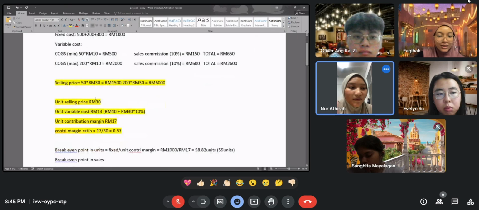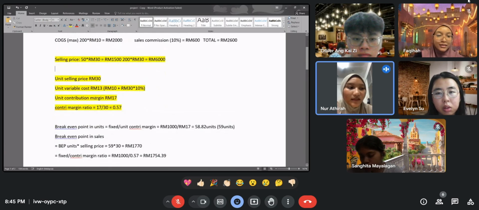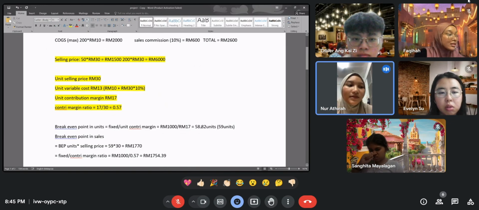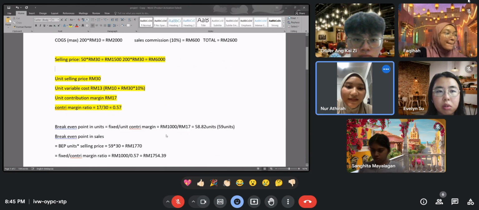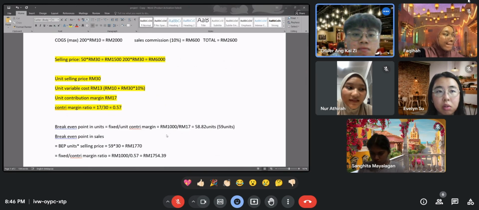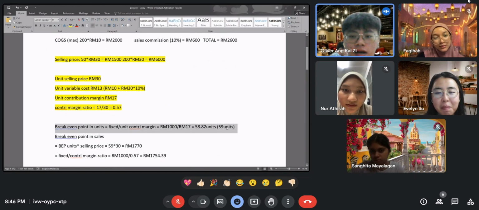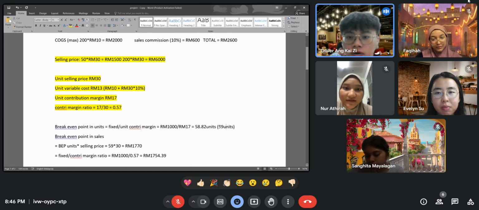What's the selling price per unit? I get 15 units, 30 ringgits, and get the 1770. Okay, that's all. So I think also same with me. Yeah, this is the answer that I got. Also, I got 59 units.